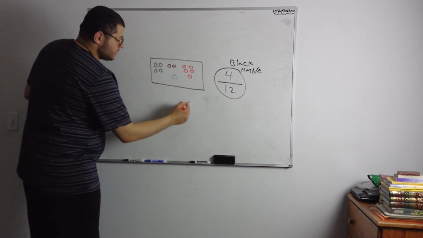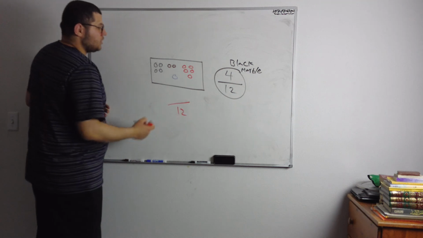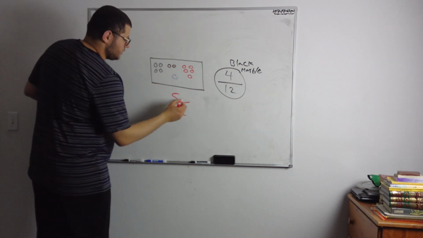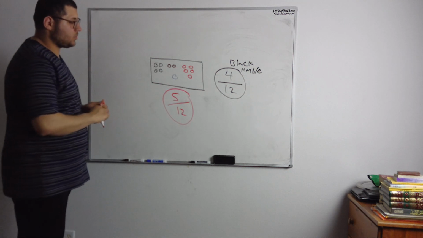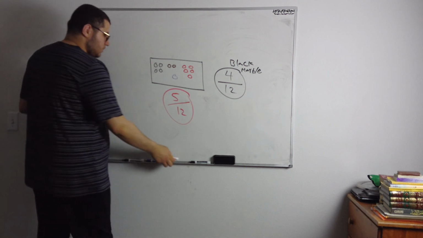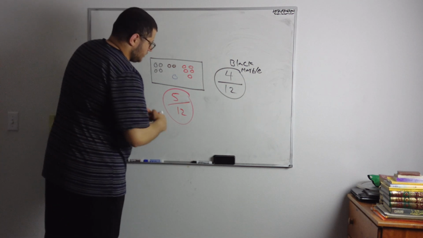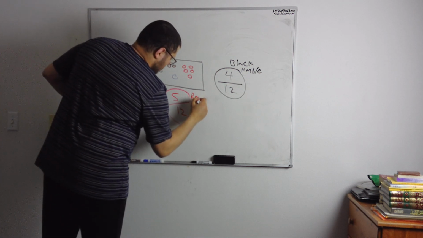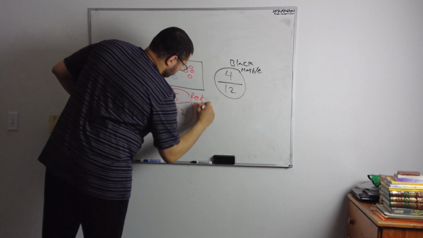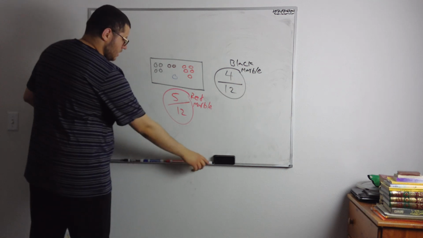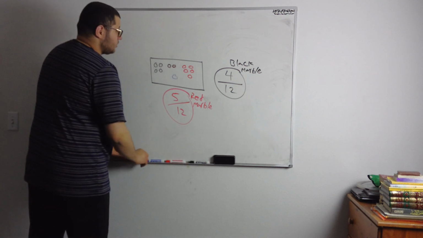What is the probability I'm going to pick a red marble? What's the total amount of chances? Still 12. There are 5 red marbles, so 5 marbles out of 12. There you go. That's the probability I'm going to pick a red marble.